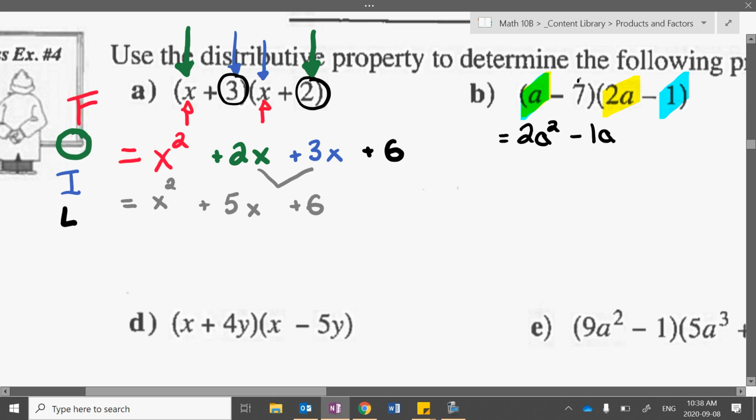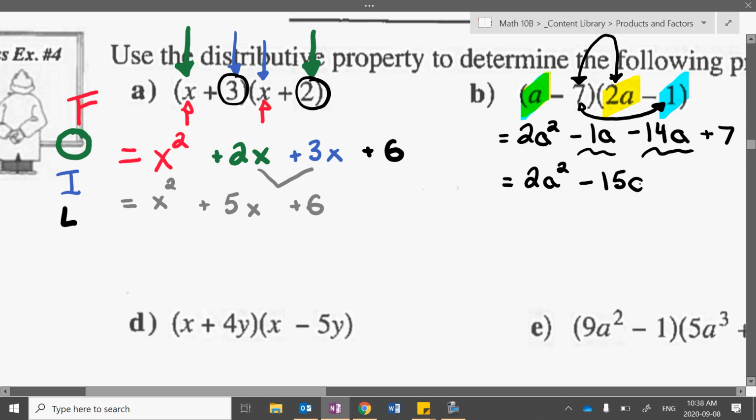Now I'm going to do my inner two for I. Negative 7 times 2a, so I get negative 14a. Then we'll do our last. Minus 7 times minus 1 gives us a positive 7. 2a squared hangs out by itself. It has no friends. Minus 1 minus 14 gives me negative 15a, plus 7.